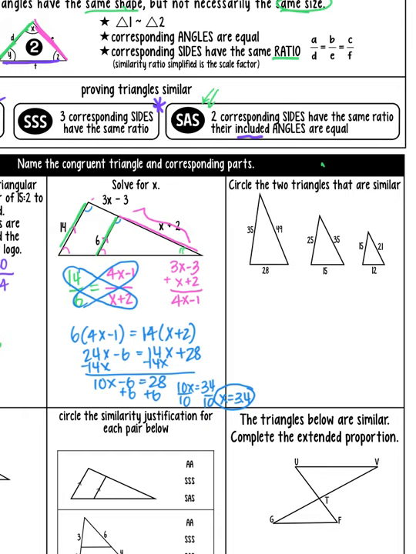Let's do one more example together. So in this example, we're asked to circle the two triangles that are similar. So I want to figure out which ones have similar ratios. So it looks like these guys are corresponding. So if I do 35 over 25, let me see if I get the same ratio as if I do 49 over 35.